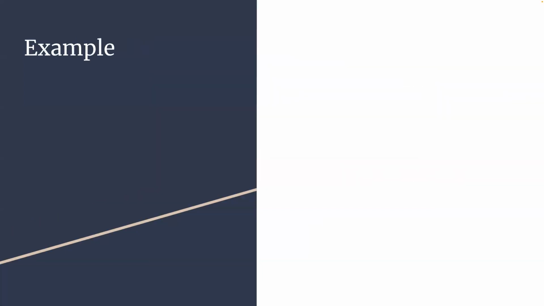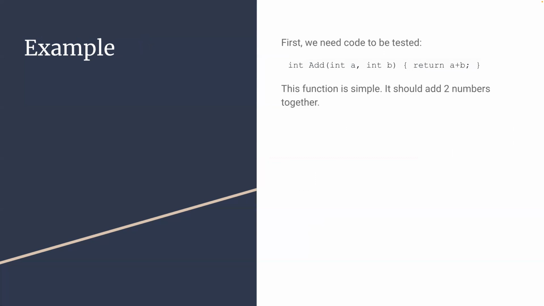So here's an example of a unit test. So first, before we can do a test, we need code to test. So right here is a simple function. It adds two integers together and then returns the result of the two of them added together.